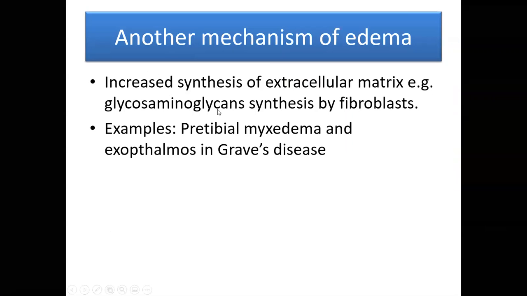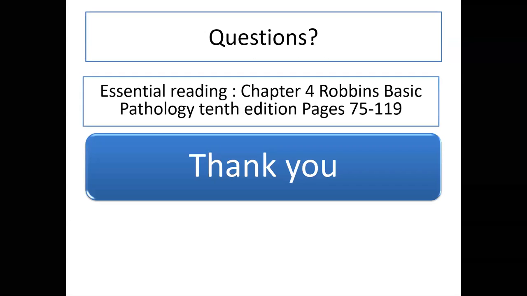Okay, this is the last one, which is another mechanism of edema. It is due to increased synthesis of extracellular matrix. We call them glycosaminoglycans, synthesized by fibroblasts. Example is pretibial myxedema that happens in Graves' disease. This is the fifth and the final mechanism. This will lead to non-pitting edema, by the way. But the more common ones are the 4 mechanisms that we have discussed so far.